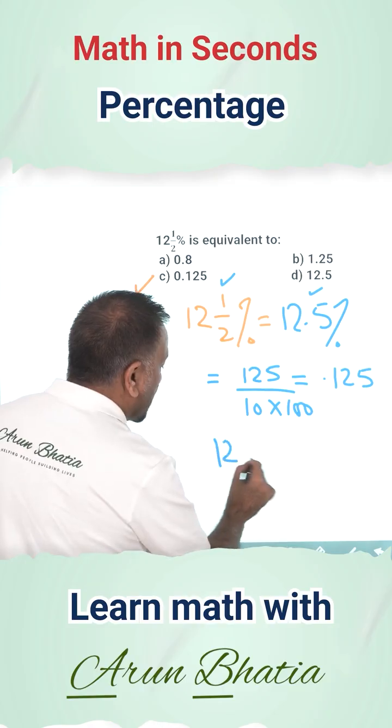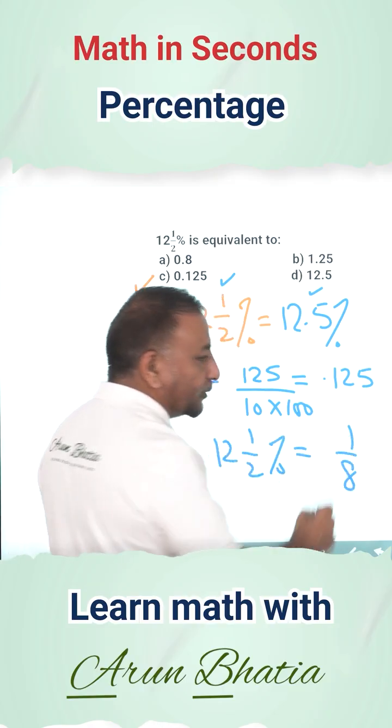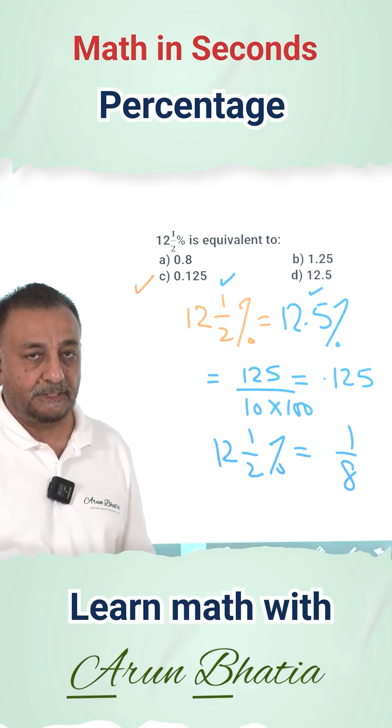12.5% is also equal to what? It is equal to 1 by 8. When you solve it, it becomes 1 by 8. So these are the fundamentals of percentage.